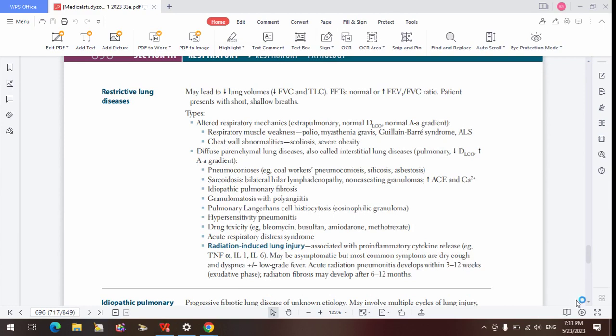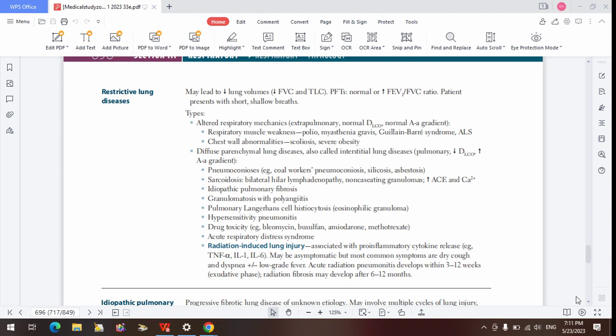Restrictive lung disease. Just like we've talked about, restrictive lung disease means you are having reduction in all the volumes: the residual volume, the functional residual capacity, and the total lung capacity. If you do your pulmonary function test spirometry, the FEV1 is less than 80, the FVC is less than 80. But if you do the ratio, it is more than 70, or it can be normal. Now, what are the types of restrictive lung disease? The problem with restrictive lung disease is that you cannot take air in.